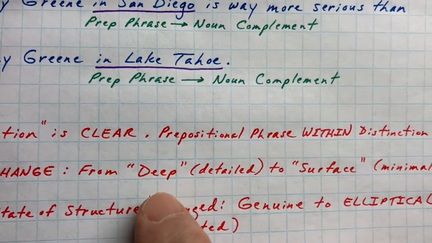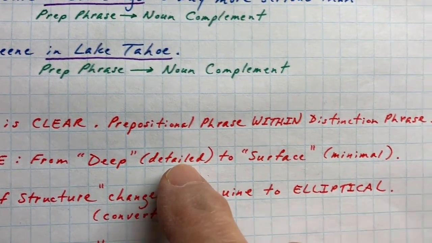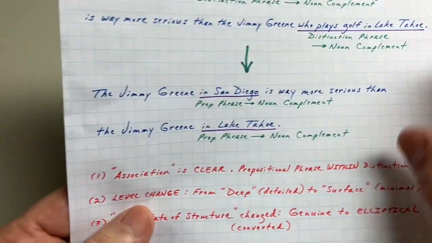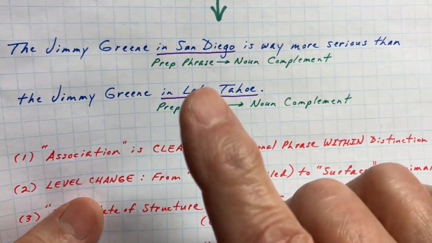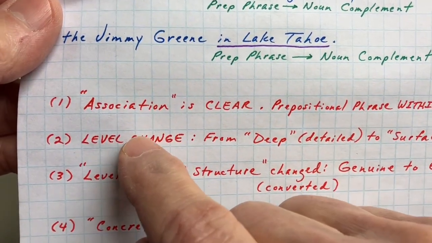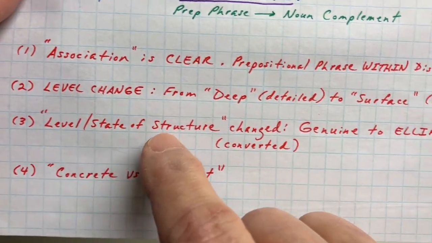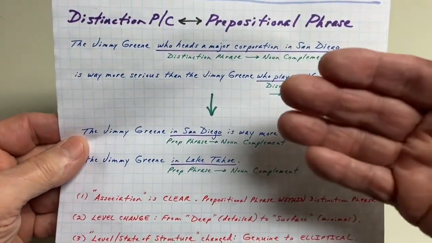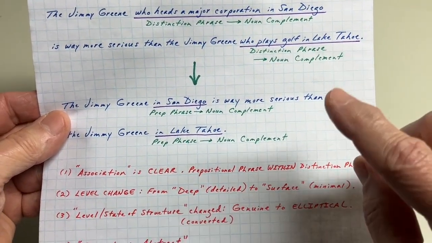We went from a deep, or you could say detailed, discourse or moment of speech to a more surface or minimal level. In other words, it's not as full, it's not as complete, but it still makes its point, all right? So we had a clear association, we saw a level change, and then we also saw a level or state of structure change here. And what that means is, in my system of thinking with sentences, I have three levels: genuine, synthetic, and elliptical.